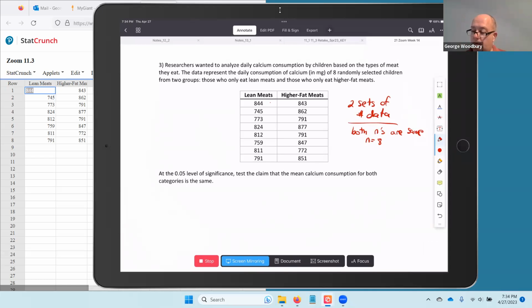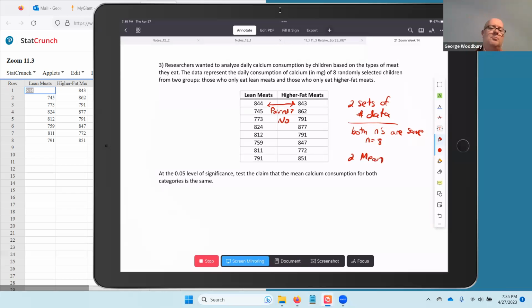But what we're trying to figure out is, is there any pairing going on here? Is the 844 in the first sample connected to the 843? They're not tied to the same person. If those were identical twins and we had one of them eat lean meats and the other eat higher fat meats, well, there's a connection because they're identical twins. And so we could do a pair difference test on them, but we don't have that here. This is going to be two mean.